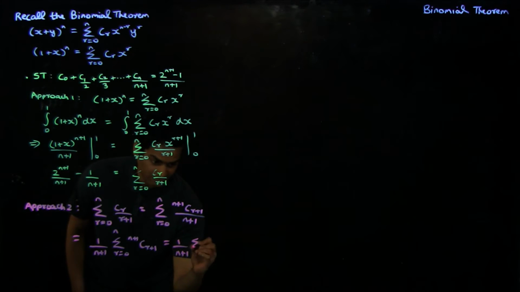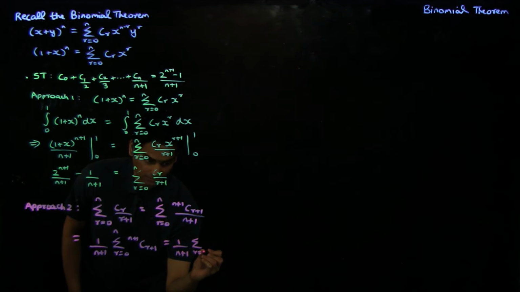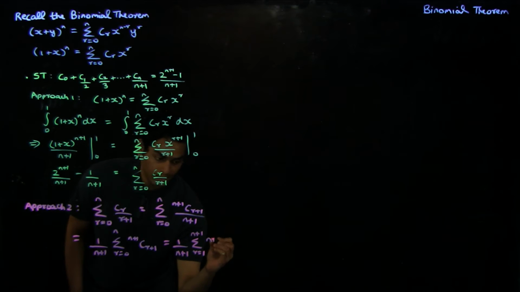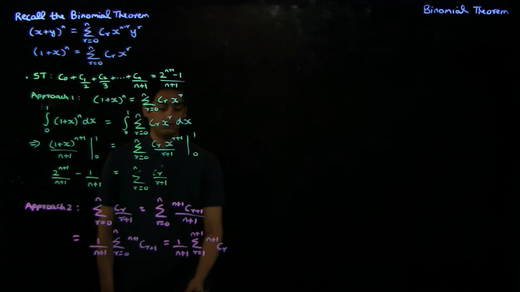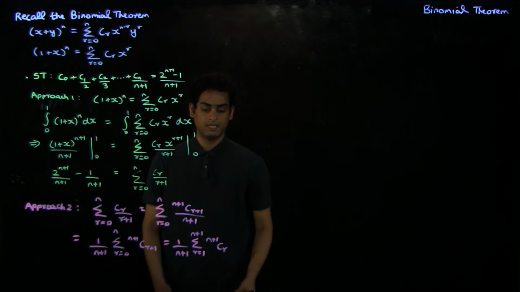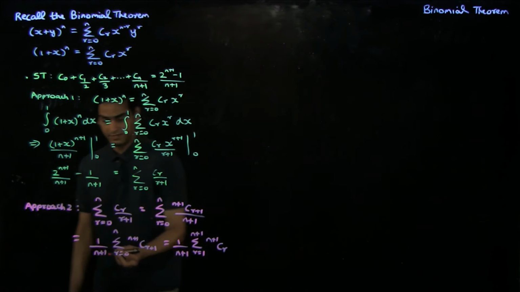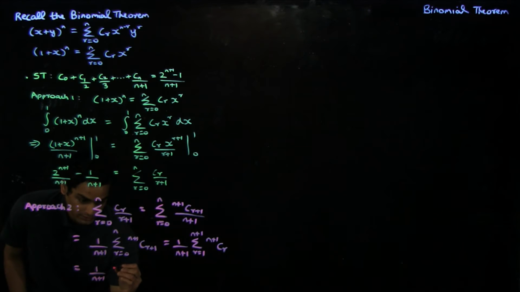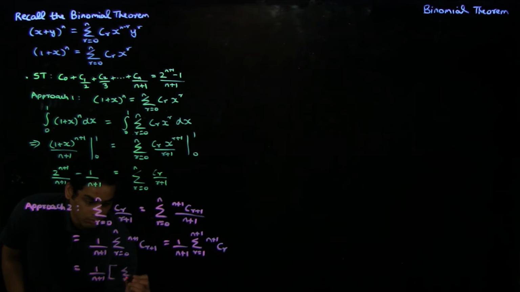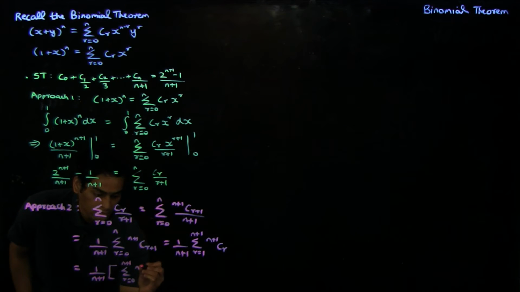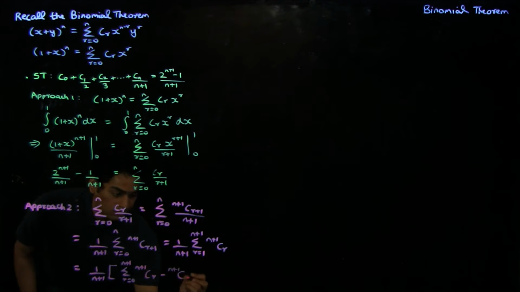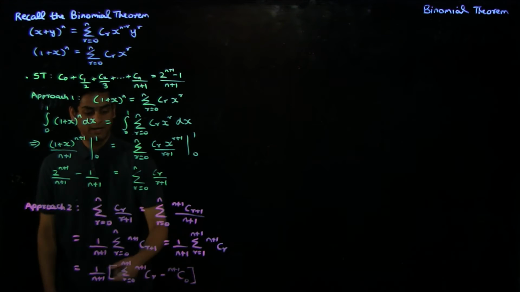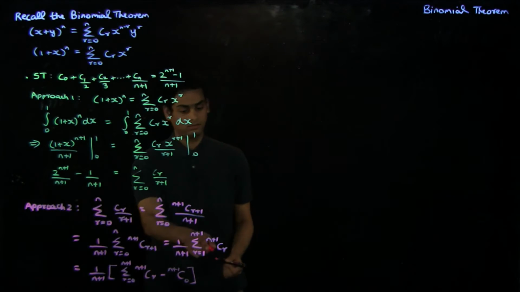So we'll use the change of indices, and we'll run r from 1 to n plus 1. So it'll be n plus 1 C r. Now this is almost the same as the summation of the binomial coefficients. And so we can rewrite that summation as 1 over n plus 1 summation r equal to 0 to n plus 1, n plus 1 C r minus n plus 1 C 0, where we are adding and subtracting n plus 1 C 0 from this expression.